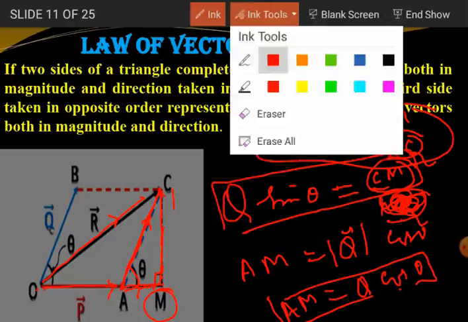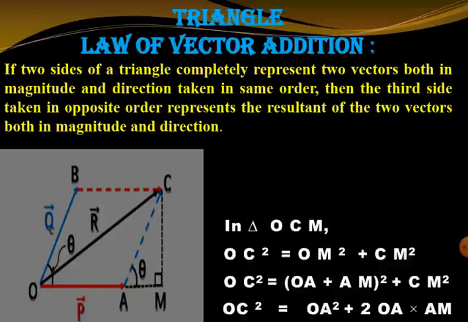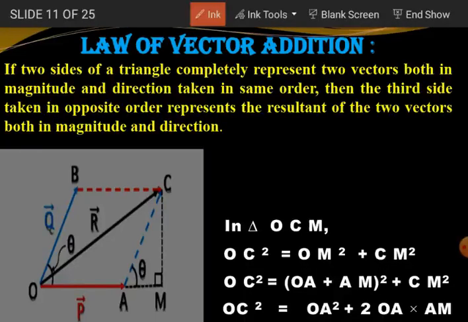Let me first erase it all and I will show you one by one. Now in triangle OCM, that means this bigger triangle, your OM will be equal to OA plus AM. There we will use that AM in terms of Q times cosine of theta, and whenever CM comes, we will use Q times sine theta. From this right triangle, the square of the hypotenuse equals the sum of the squares of the remaining two sides by Pythagoras theorem. So OC square will be equal to OM plus CM square, that is OA plus AM plus CM square.